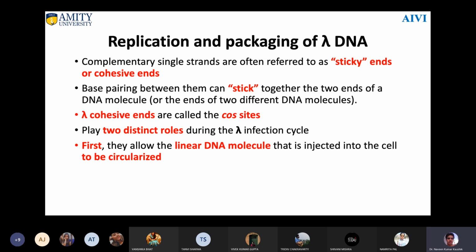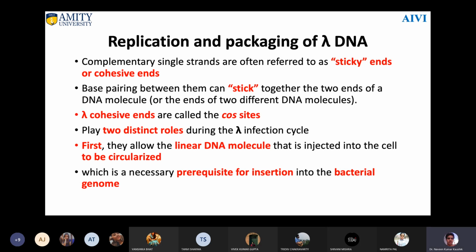So in bacteria, all DNA, whether it is plasmid or chromosomal DNA, is circular. In principle, anything that is replicating in it must be circular. So that's why when the DNA enters the bacterial cell, it also becomes circular in nature. That is the role of this cos site. When the virus DNA enters the cell, the cos site helps it to recircularize. And the second thing is a prerequisite for integration.